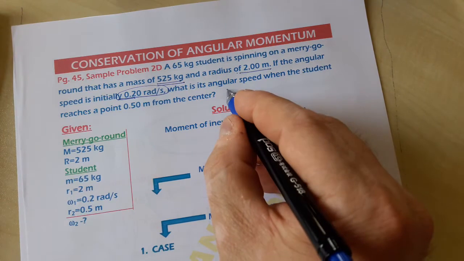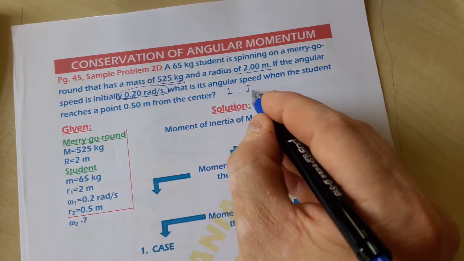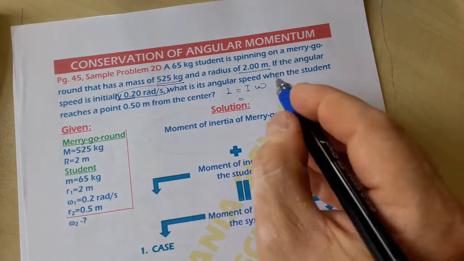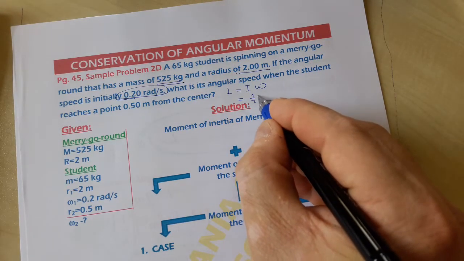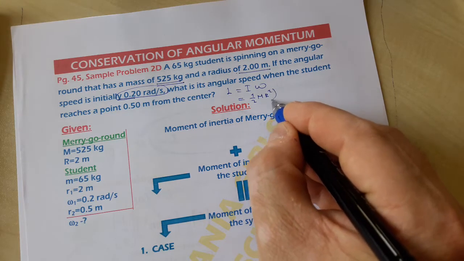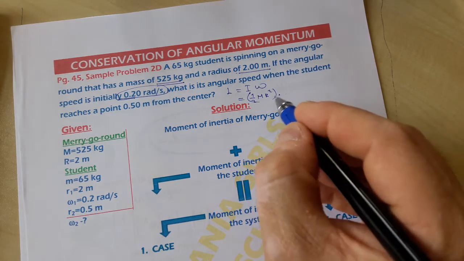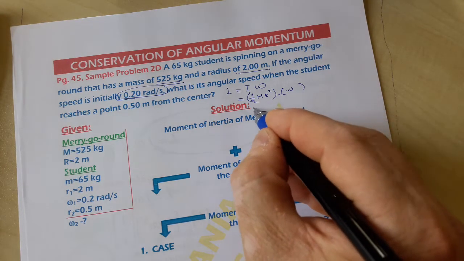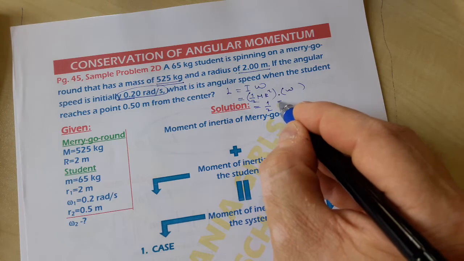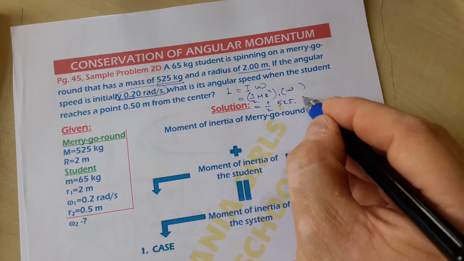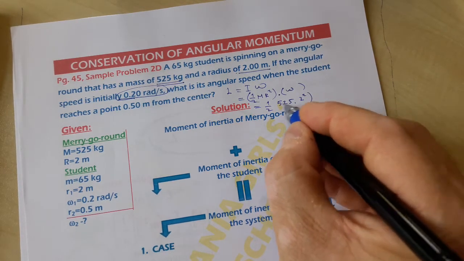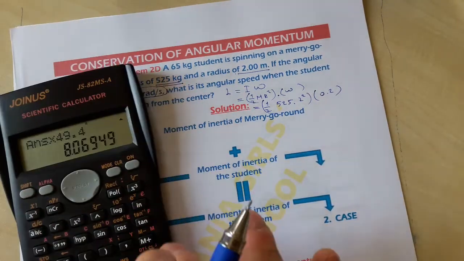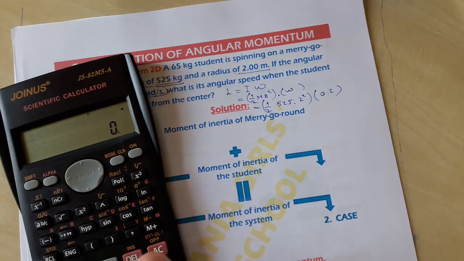Calculate its angular momentum. So L is equal to I times omega. I for the merry-go-round, it's a disk, is 1 over 2 mass times the square of the radius, multiplied by the angular speed. So now 1 over 2 times the mass of the merry-go-round, 525, times the radius 2 squared, multiplied by the angular speed 0.2. When you multiply these numbers, you get the answer.